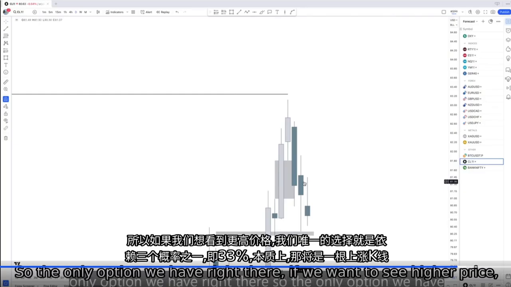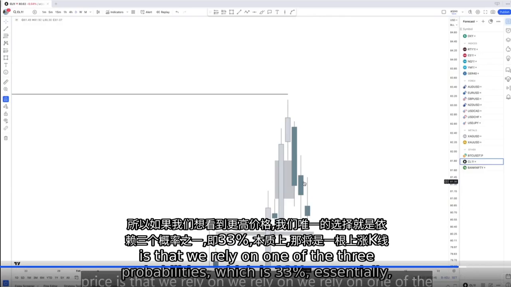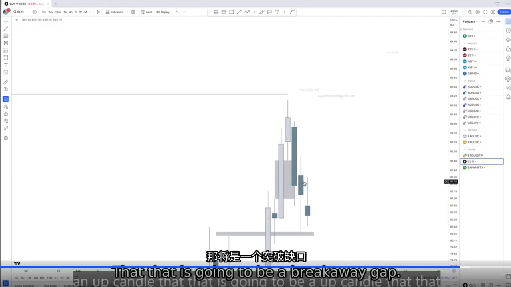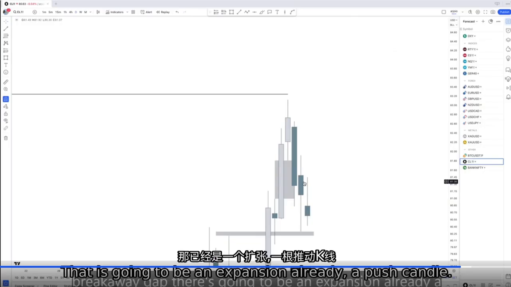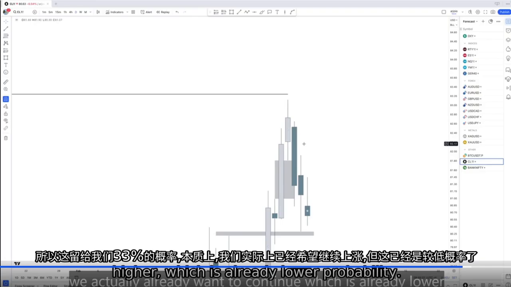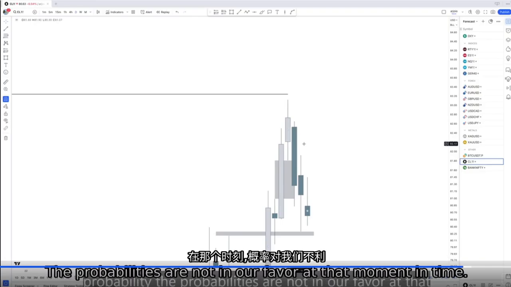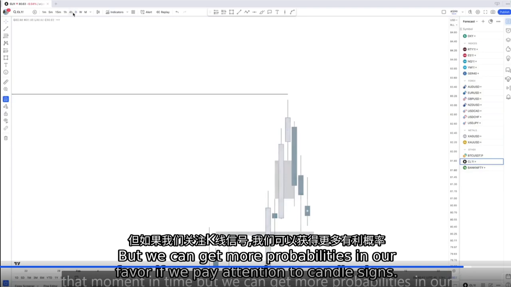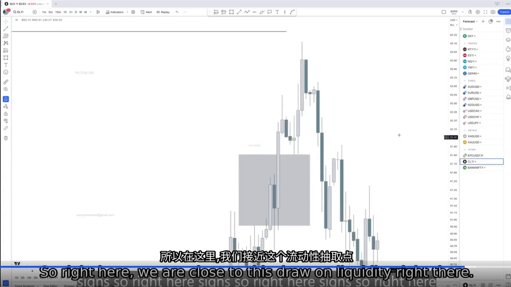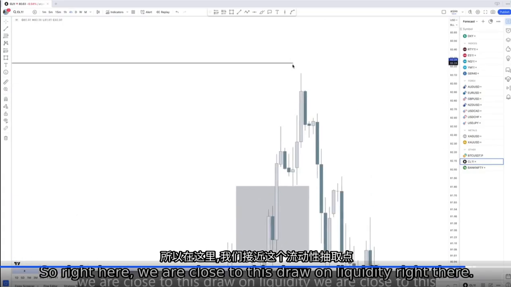So the only option we have right there, if we want to see higher price, is that we rely on one of the three probabilities, which is 33% essentially, that is going to be an up candle, that is going to be a breakaway gap, that is going to be an expansion already, a push candle. So that leaves us 33%, essentially, that we actually already want to continue higher, which is already lower probability. The probabilities are not in our favor at that moment in time. But we can get more probabilities in our favor if we pay attention to candle signs. So right here, we are close to this draw on liquidity right there.